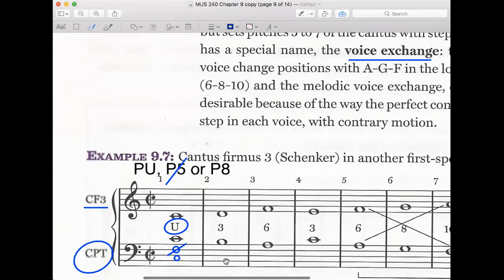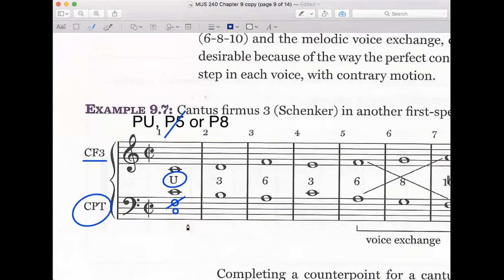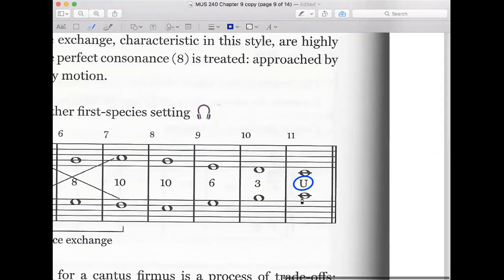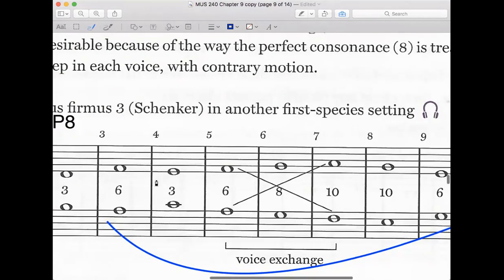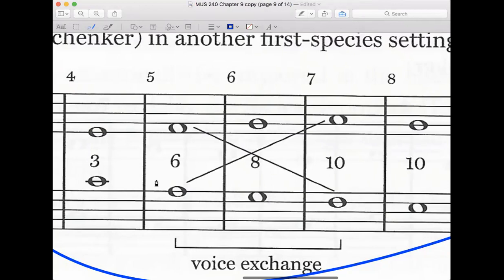Okay, so if you start with a perfect unison here, most likely you'll be working your way back to the perfect unison, because remember, you want to create an arc, smooth, flowing, beautiful line. Okay, and let's say you start working your way through. You're writing a nice counterpoint, and you get to this moment where the cantus firmus is ascending, fa sol la, and you get to this moment where you have a sixth.